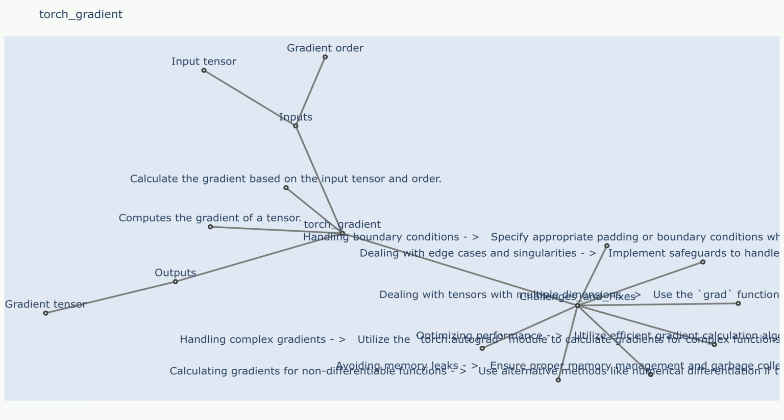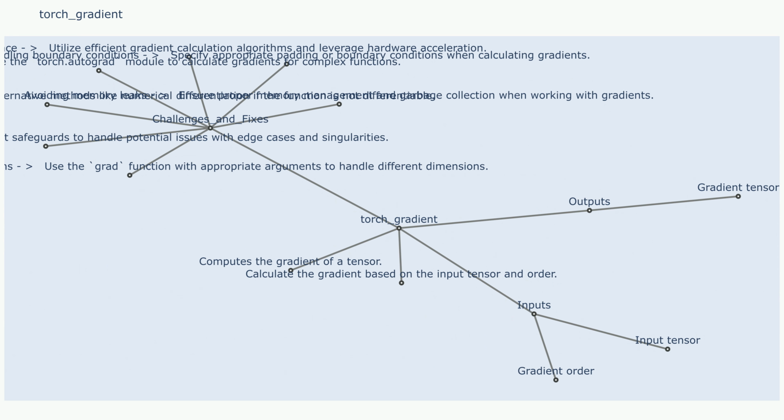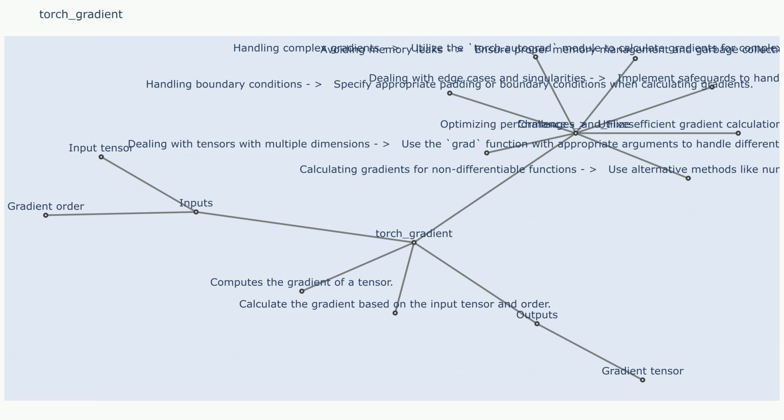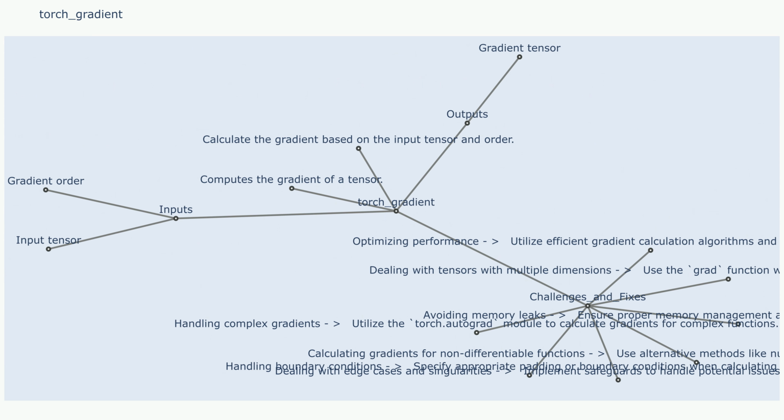Outputs. Output 1: a list of tensors, where each tensor corresponds to the gradient along a specified dimension. The shape of each output tensor is the same as the input tensor, with an additional dimension added at the end to represent the gradient. Steps. Step 1: the function iterates through each dimension specified in dim, or all dimensions if dim is not provided. Step 2: for each dimension, it calculates the gradient using finite differences. This involves subtracting adjacent elements along that dimension and dividing by the spacing between them.